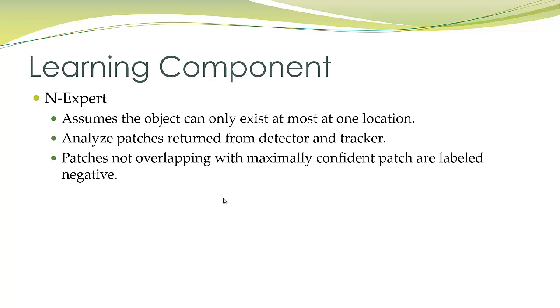It assumes the object can exist at most at one location, and it also analyzes patches returned from the detector and tracker. Patches not overlapping with the maximally confident patch are labeled negative. So the method is pretty simple. You just choose the patches from the surrounding of these positive patches, and you regard them as negative patches, and you continue. You just keep adding them to the training set. That is how the N-expert works.